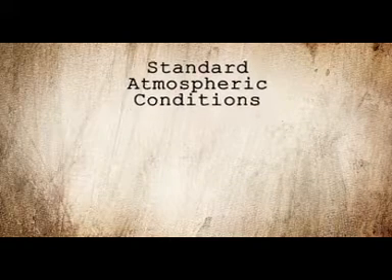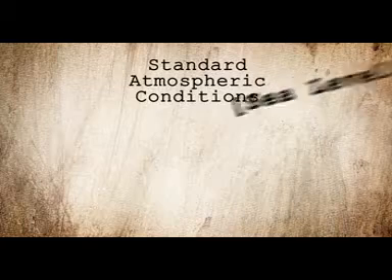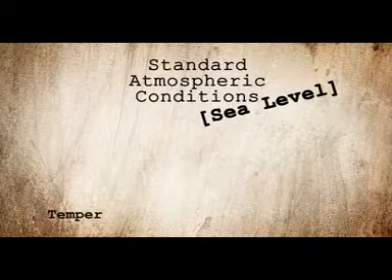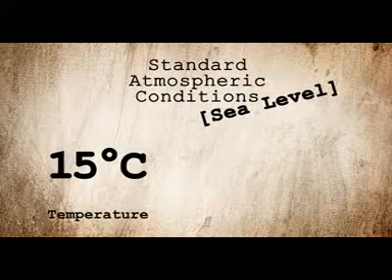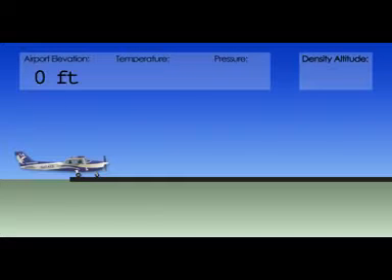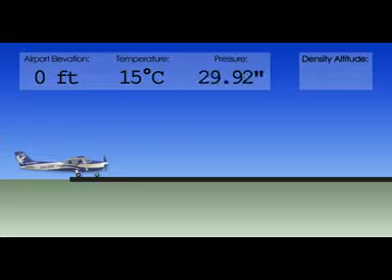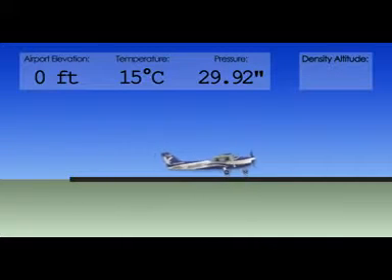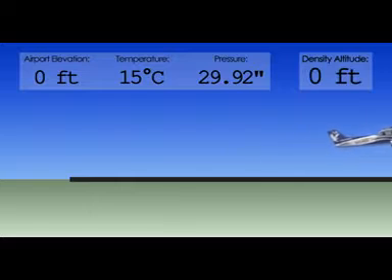The standard conditions for 0 feet elevation, or sea level, consist of a temperature of 15 degrees Celsius and a pressure of 29.92 inches of mercury. Let's take an example of a Cessna departing from an airport at sea level. If the temperature is 15 degrees Celsius and the pressure is 29.92 inches of mercury, the plane would perform as if it's flying at a density altitude of 0 feet.